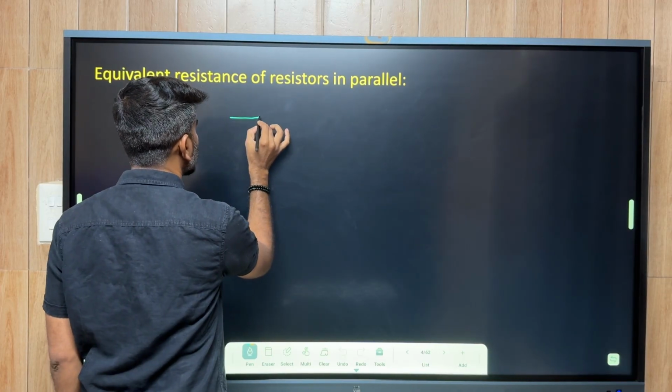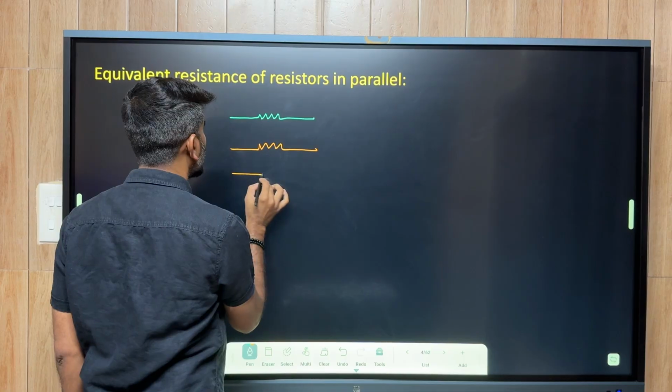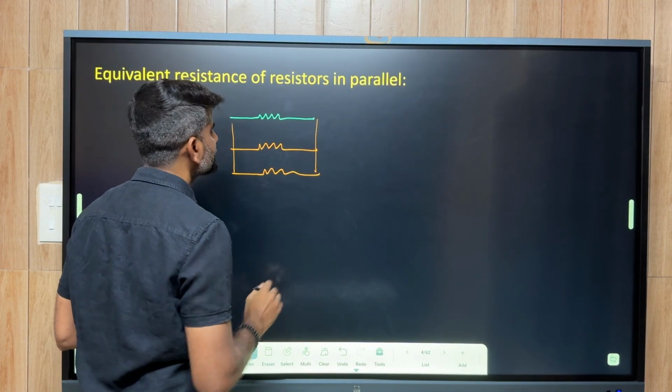I'm taking three resistors again. 1, 2, and I've taken three resistors.